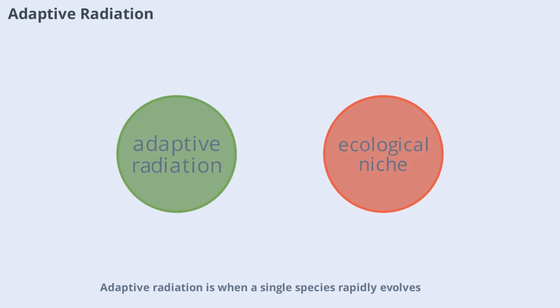Adaptive radiation is when a single species rapidly evolves into many new forms to fill different ecological roles. This often happens after a mass extinction or when a species colonizes a new area. Darwin's finches are a classic example, evolving into many species with different beaks to exploit various food sources.